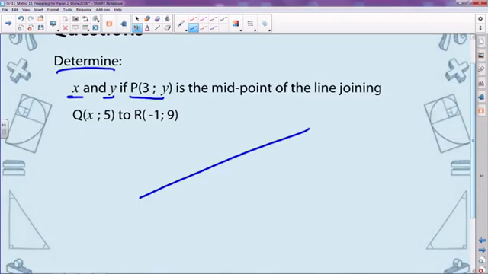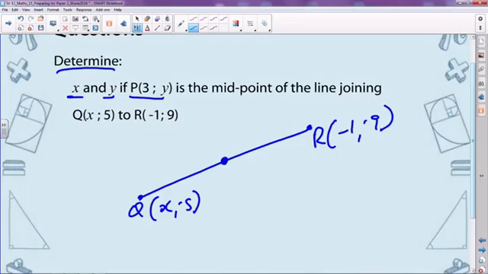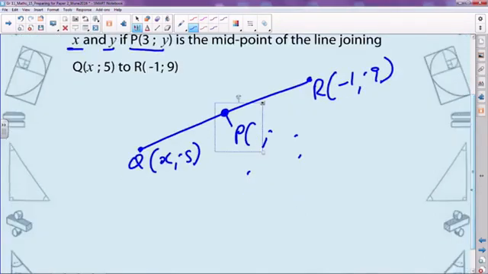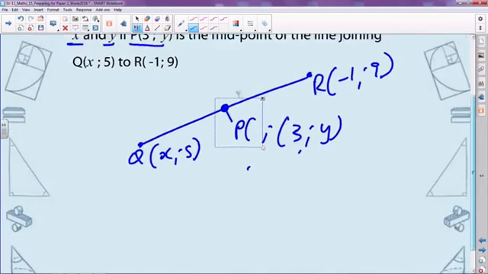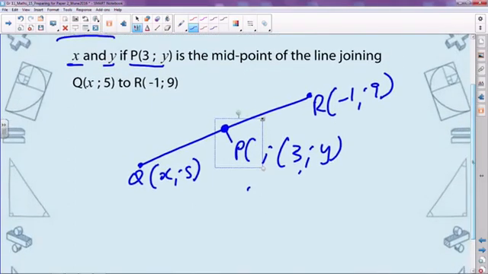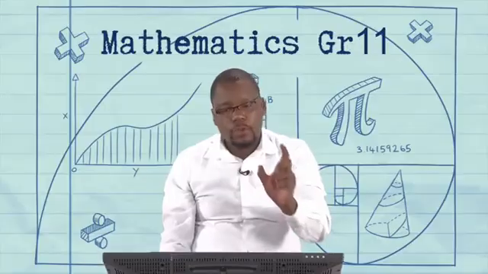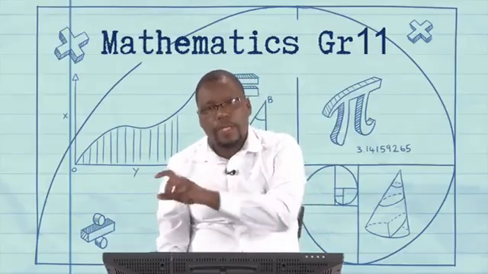So you've got, I'm making just an example here, your Q is x and 5, and then your R is -1, 9, right? Your P is the midpoint, right? P is 3 and y. So what I'm trying to do here is to show you that you can work out your x and y values if you've drawn a picture. How do I find the midpoint? Midpoint is x1 plus x2 over 2, y1 plus y2 over 2.